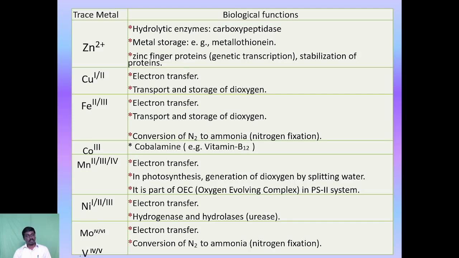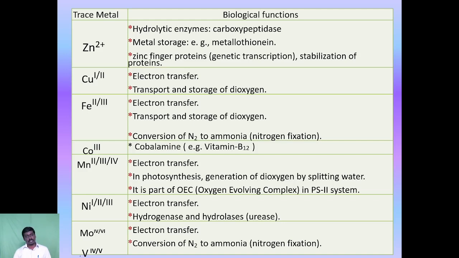And the next are copper 1 and copper 2, which are involved in the electron transfer process and the transport and storage of dioxygen in the biological functions. And the next trace elements are Fe2 and Fe3.